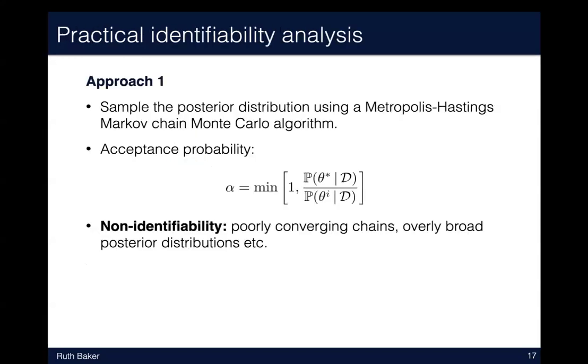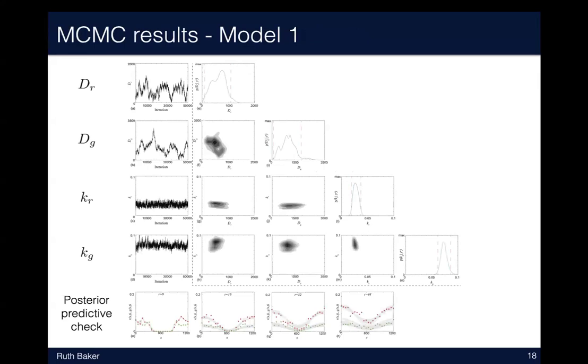Okay, so what's the first thing I can do to think about practical identifiability analysis? So I guess what I can do is just sample from this posterior distribution using something like MCMC, and then non-identifiability, so a lack of ability to really be able to estimate model parameters, usually manifests itself in terms of poorly converging chains. They bounce around in parameter space all the time, and I get broad posterior distributions. So let's have a look at what these posteriors look like for these parameters and that data.